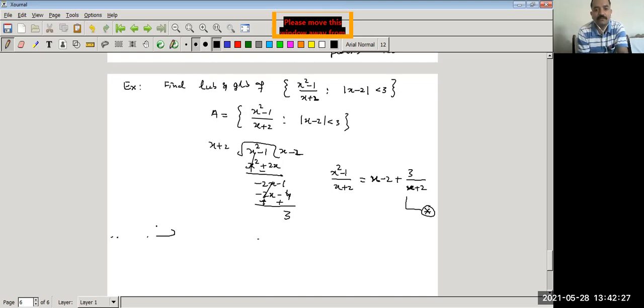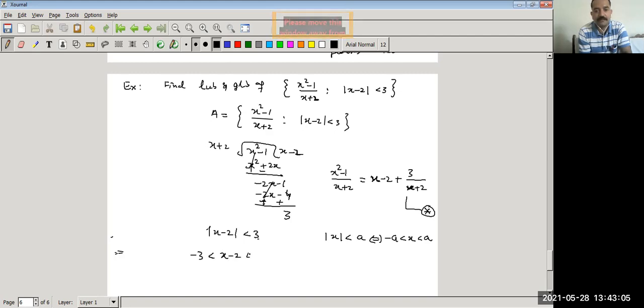Now |x - 2|, what is given? |x - 2| is less than 3. So we know that |x| is less than a if and only if x की वैल्यू क्या होती है? x lies between - a and a. So here by using this we can say - 3 is less than x - 2 less than 3. So let this be equation 1.